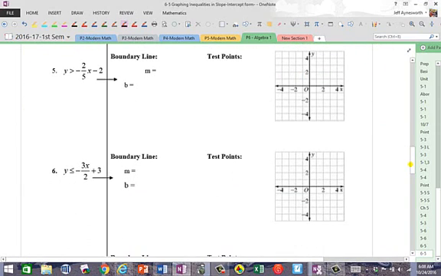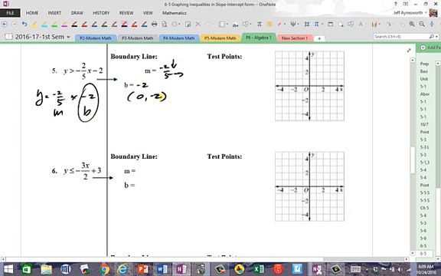Okay, I'm going to assume that you're done. So now your boundary line looks like y equals -2/5 x minus 2. The slope's -2/5. That means down 2, right 5. The y-intercept here is -2, or (0, -2).